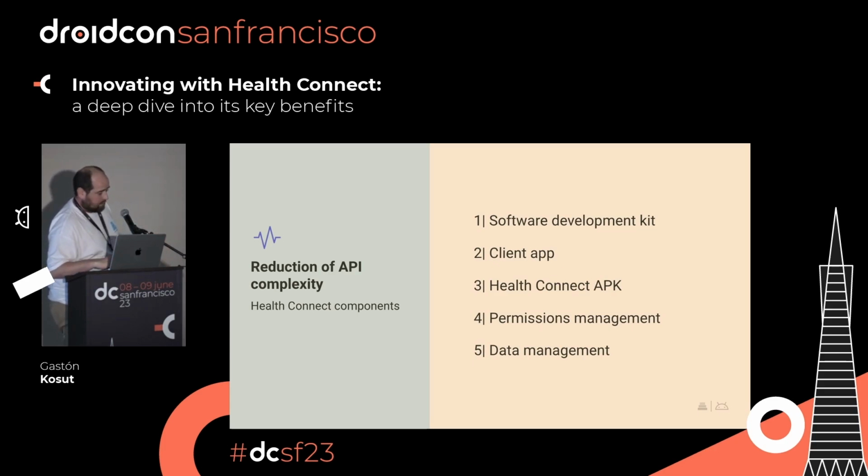First of all, we have the software development kit, the SDK, which enables the client apps to communicate with the Health Connect APK via inter-process communication. Then we have the client apps. They are health and wellness apps like MyFitnessPal, Strava, Flo Health, etc. And these applications record valuable data, and the way that they have to send this information is linking the SDK from them.